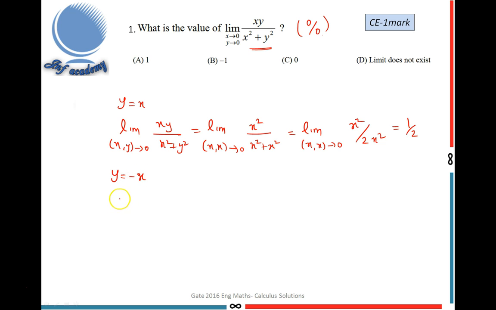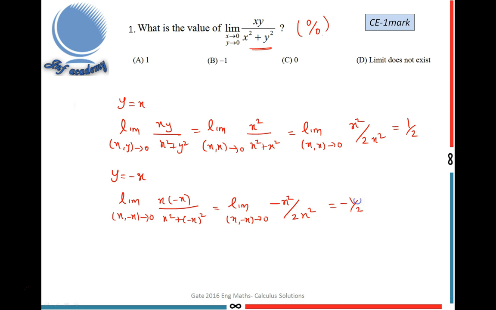Now let's consider the path y equal to minus x. I consider another path, y equal to minus x. In this path, we can rewrite this limit as limit (x, minus x) tends to 0 of x into minus x divided by x square plus minus x whole square. So this is minus x square divided by 2x square. X square cancels. Final answer is minus 1 by 2. So the limit along the path y equal to minus x is minus 1 by 2.